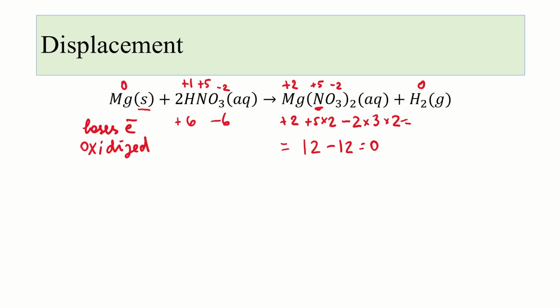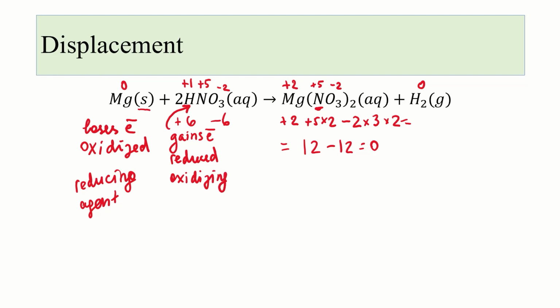Hydrogen changes oxidation state from +1 to 0. So it gains electrons. I'm going to point to H here and is reduced. Magnesium is the reducing agent. It causes the reduction of H+, and H+ is the oxidizing agent, since it causes the oxidation of magnesium.